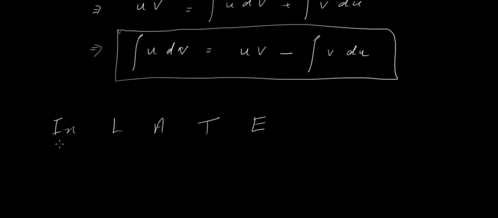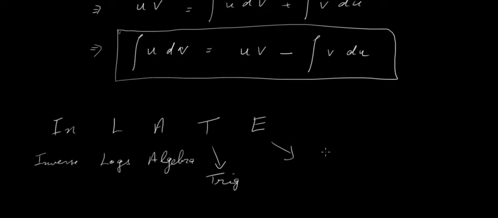So it's called the ILATE rule, I-L-A-T-E. So these are inverse, these are logs, this is algebra, this is trig functions, and these are exponential functions.